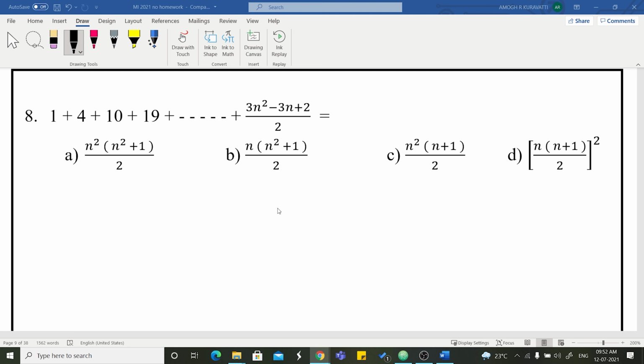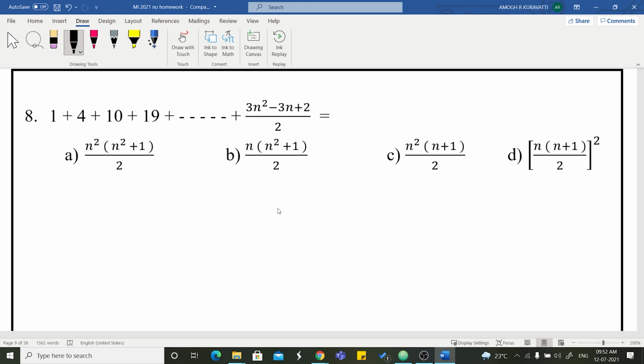So here this is the last term, that is the nth term. If you take n is equal to 1, it will become the first term. Put n is 2, it will become the second term. Put n is 3, we get the third term. Add all these terms. How to solve? Trial and error method.